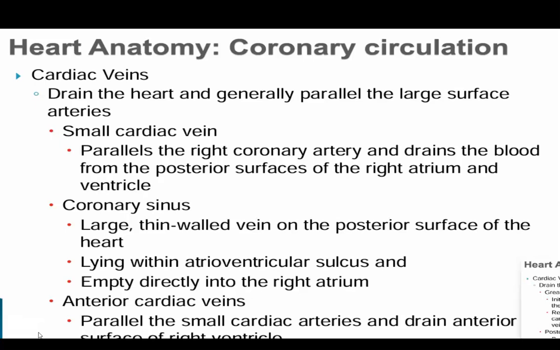All these veins eventually drain into the coronary sinus, which is a large vein on the back of the heart in a groove called the atrioventricular sulcus. The coronary sinus empties directly into the right atrium, returning used blood from the heart muscles. There are also anterior cardiac veins, which drain the front of the heart directly into the right atrium, skipping the coronary sinus.